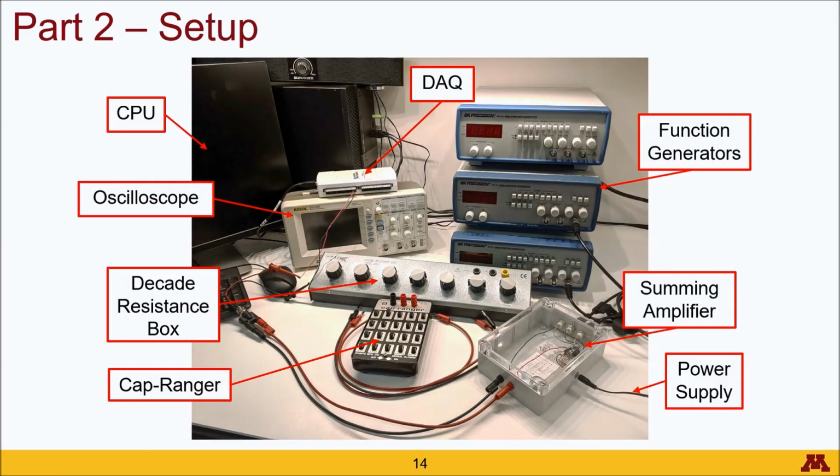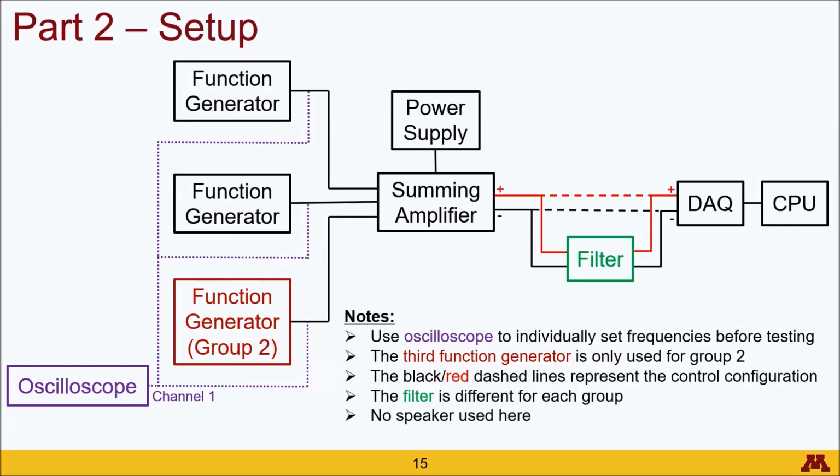Here's a little bit more busy, and I'll clean this up a little bit. So here we have this purple region, which is the oscilloscope. So the first step you'll want to do is for each function generator, you'll want to set it up in the same way that you did with part 1, using the oscilloscope to make sure that they are all at the same 5-volt peak-to-peak signal for the frequency that you are given in the lab manual. Important note is that group 2 is the only group that has 3 function generators. Groups 1 and 3 can ignore this wire here.